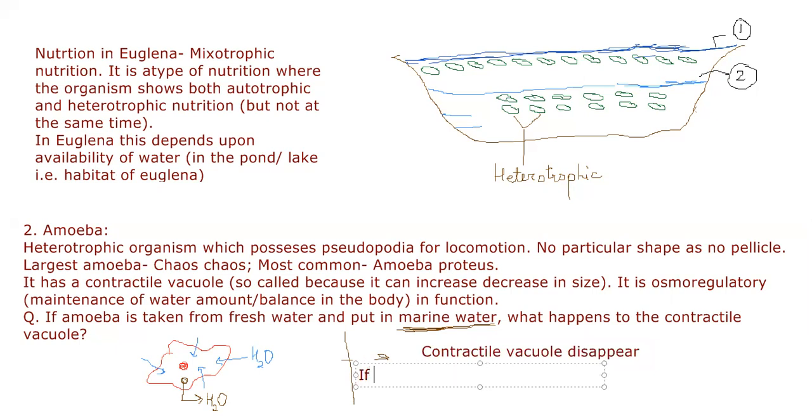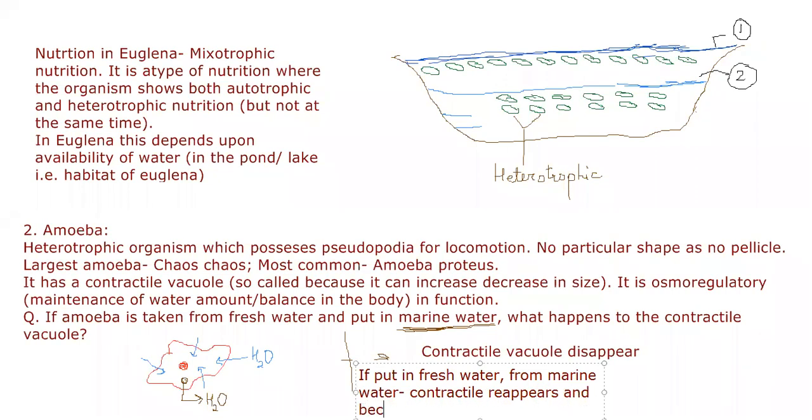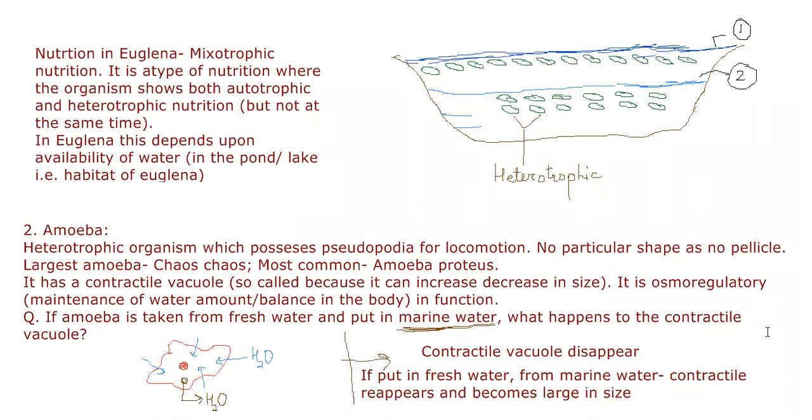If put in fresh water from marine water, the contractile vacuole reappears and becomes large in size. Because definitely in freshwater conditions, the water would be entering into it.